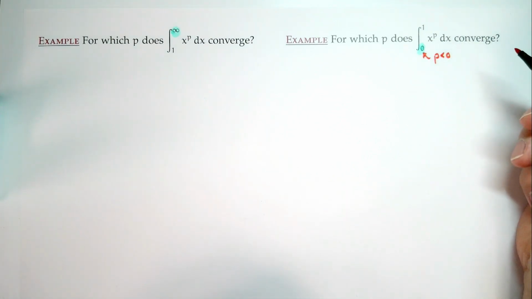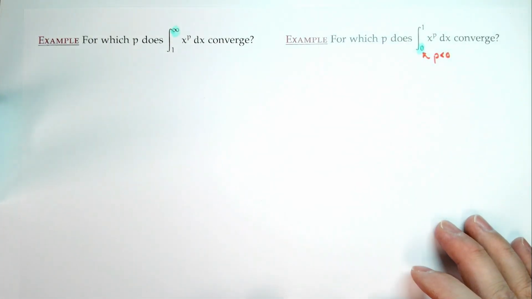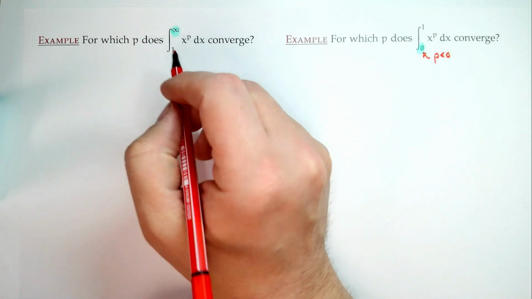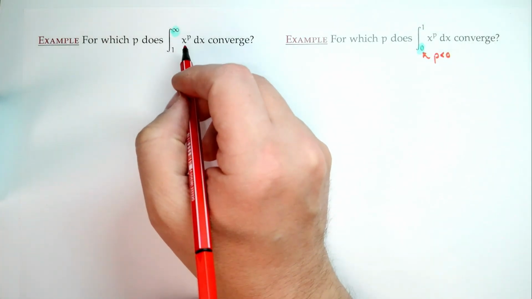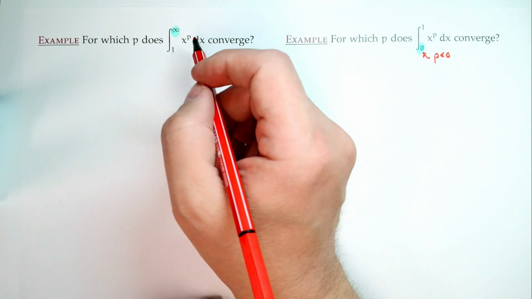When p is greater than 0, no problem. All right, so let's go through and think about it. They're both going to be very similar, so we're going to do this one, and then the other one will almost be automatic. So we think about x to the p. Now the problem is that x to the p doesn't integrate in a single way. There really are two cases.